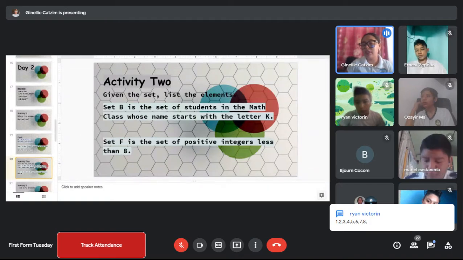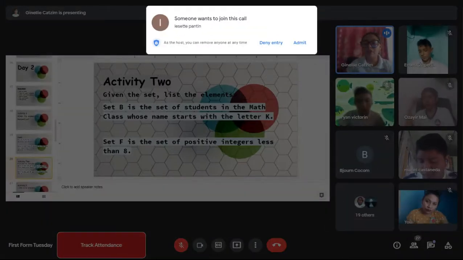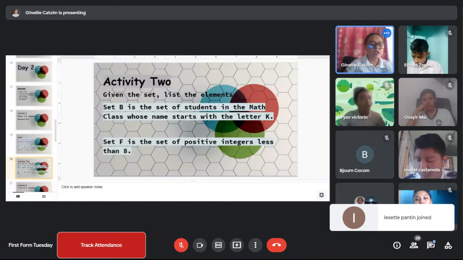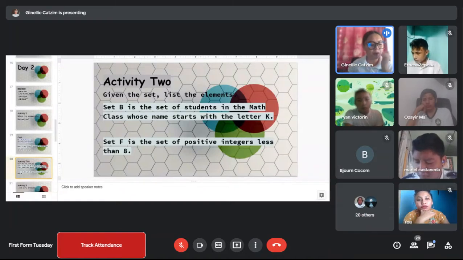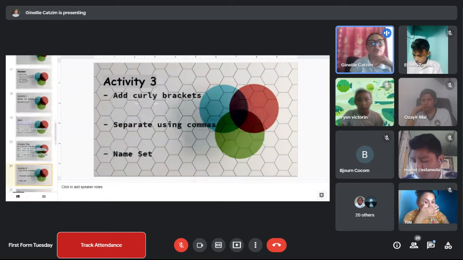Even numbers are numbers that can be divided by 2 with no remainder, and natural numbers are just the numbers from 1 to infinity, right? So, we're saying 1, 2, 3, 4, 5, 6, 7. Very good. So what will you do to those elements that you listed?